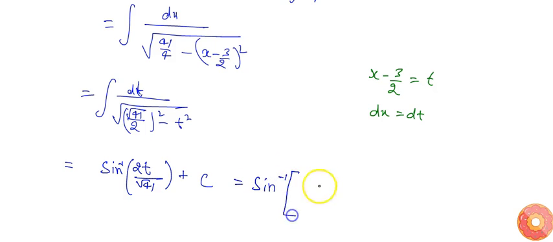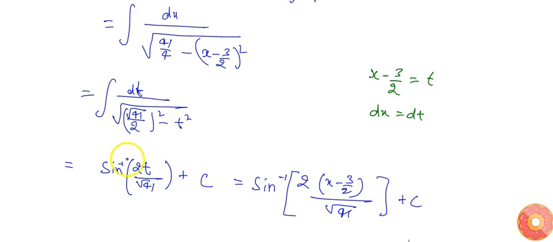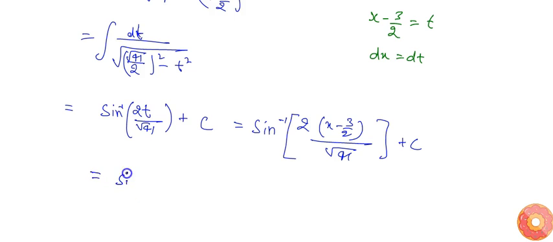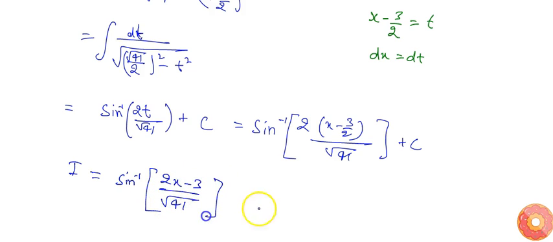Since the value of t is x minus 3 by 2, putting the value of x minus 3 by 2, we will get sine inverse of 2x minus 3 by root 41. So this will be our final answer.